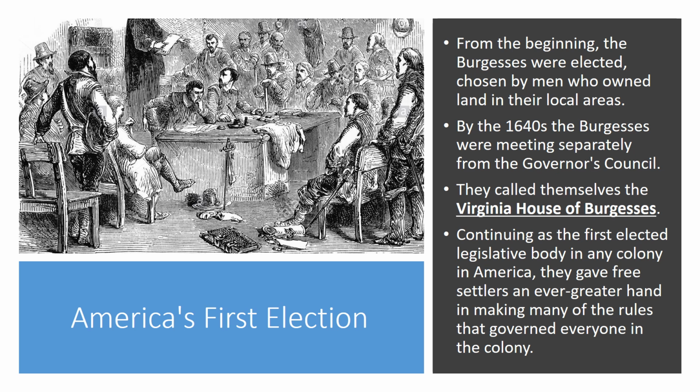America's first election. From the beginning, the Burgesses were elected, chosen by men who owned land in their local areas. By the 1640s, the Burgesses were meeting separately from the governor's council. They called themselves the Virginia House of Burgesses. Continuing as the first elected legislative body in any colony in America, they gave free settlers an ever greater hand in making many of the rules that governed everyone in the colony.